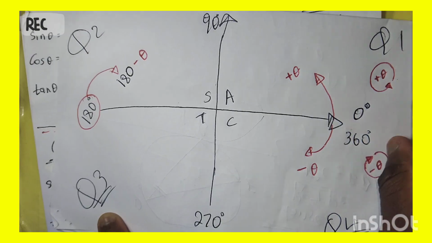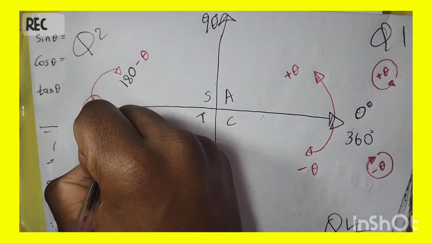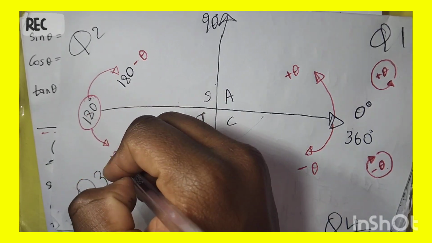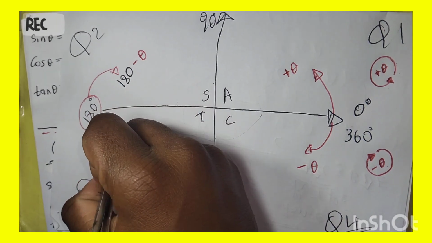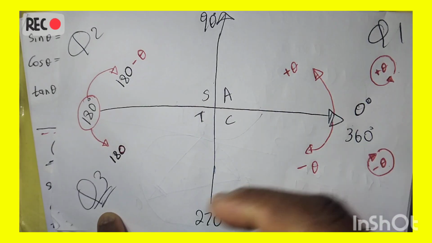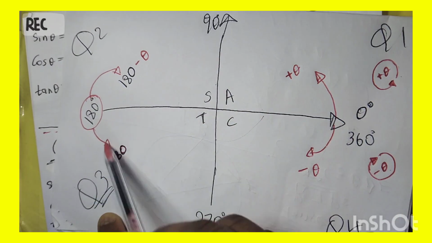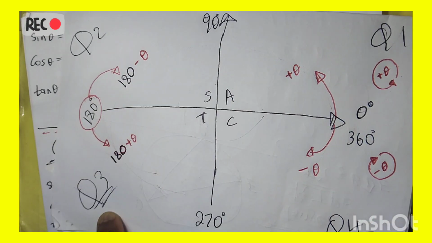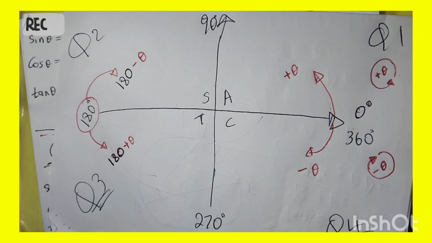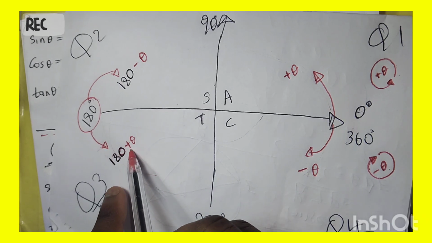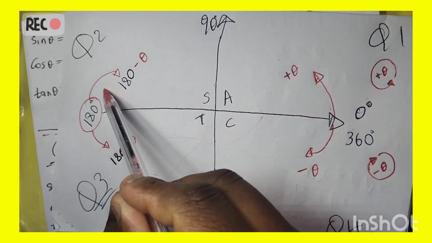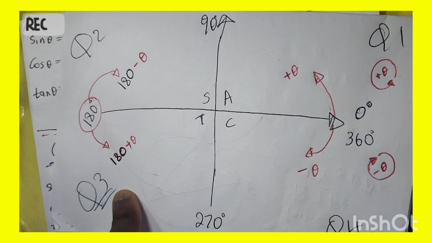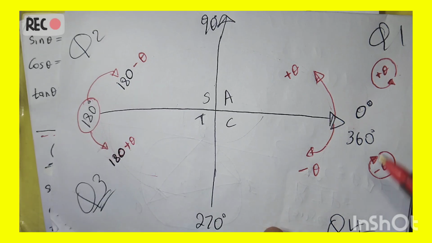Then if I'm still on 180, but I move in this direction now, do you see the direction that I'm moving? That direction is positive. So this is a positive angle. When I move here, I move with a positive angle, but when I move like this, I move with a negative angle. Please, guys, take note of that.